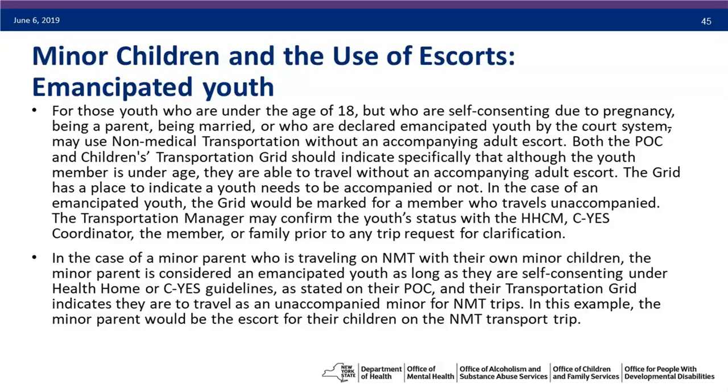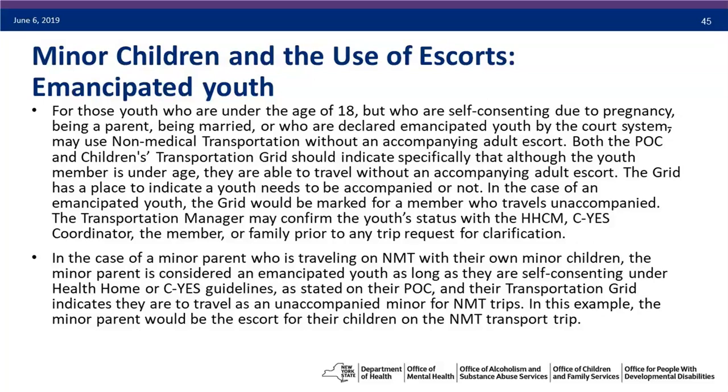For those youth who are under the age of 18 but who are consenting themselves because of being either pregnant, a parent, being married, or having been declared an emancipated youth by the court system, they would be using non-medical transportation without an adult escort. In that case, both the plan of care and the grid should specifically indicate that although the youth is underage, they will be traveling without an adult escort.